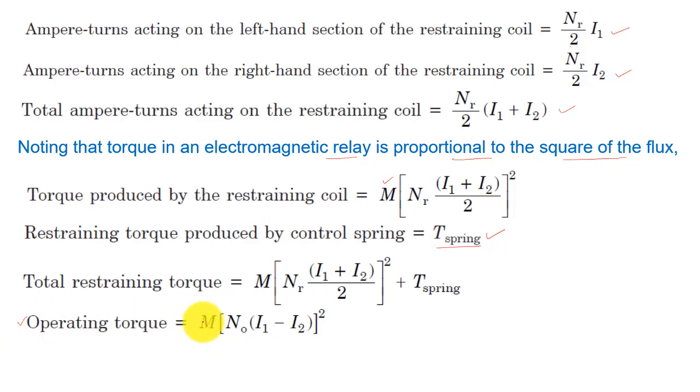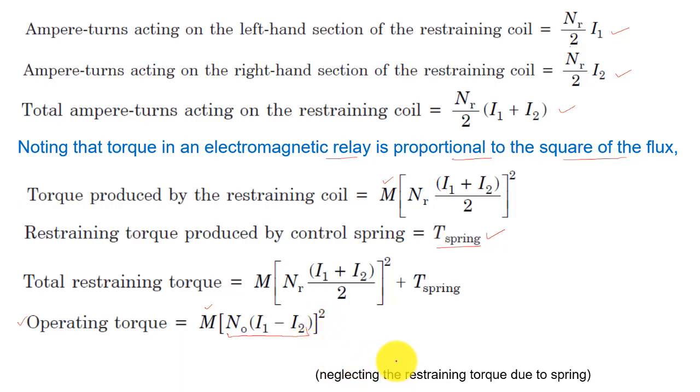And your operating torque will be with the same M, the constant of proportionality, and the MMF in the operating coil is NO into I1 minus I2, whole square. So, the MMF in the operating coil will be NO into I1 minus I2, and square is taken because the torque is directly proportional to the square of the flux, so here it is the square of the MMF.